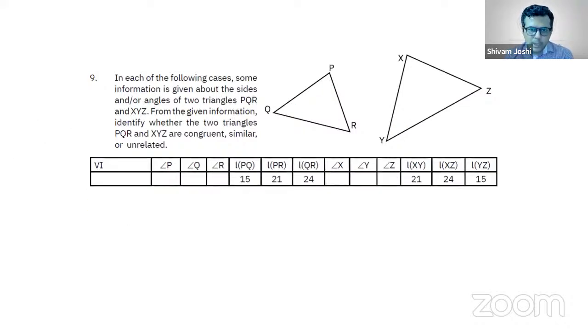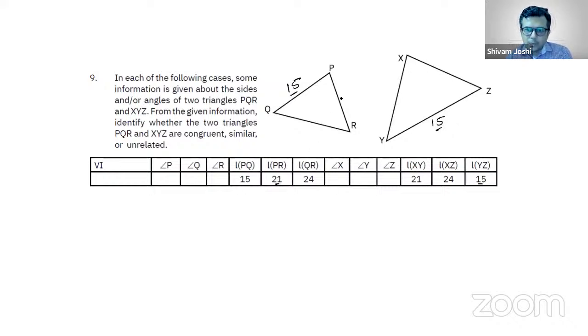Next point here. Length of PQ is 15. And on the other hand, we have YZ equal to 15. So can we see that one pair has equal sides? I mean, one of the sides has equal measures.